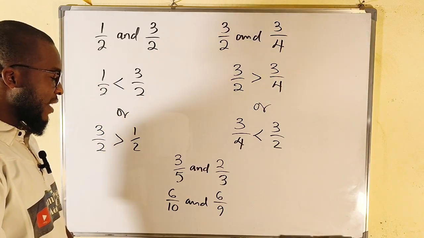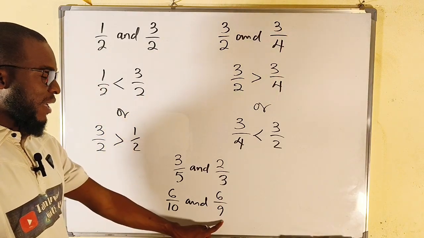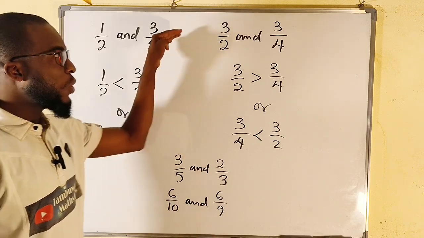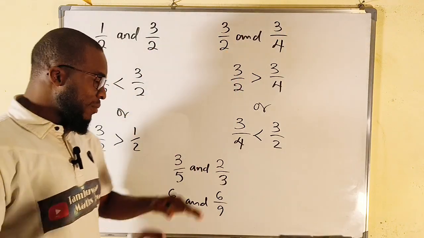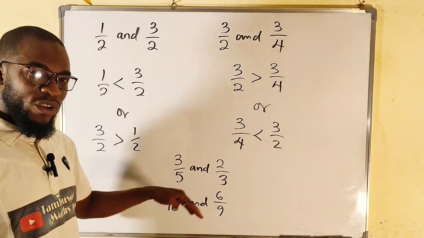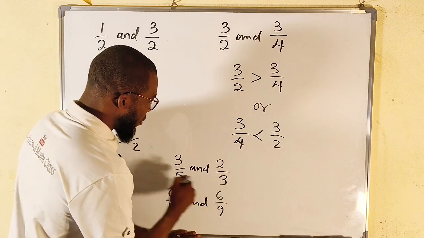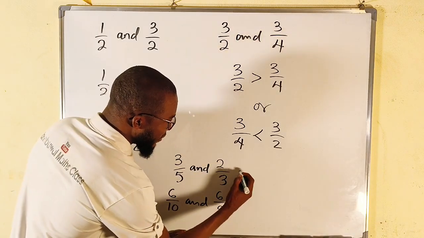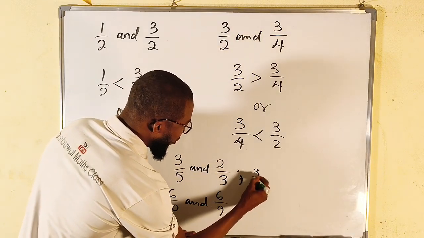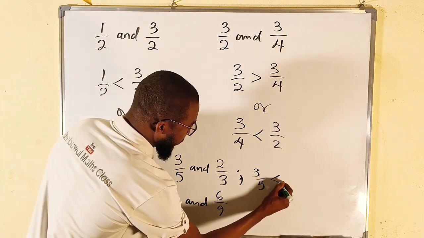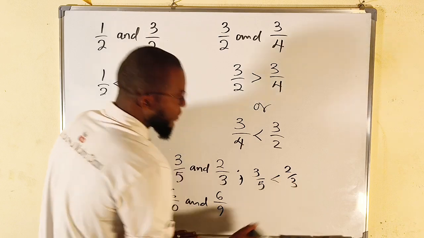So which one is greater? This will be greater because it has the smaller denominator. I told you, when the numerators are the same, look at the fraction with the smaller denominator. It is said to be greater here. Therefore, to compare this, you can say that 3 over 5 is less than 2 over 3.